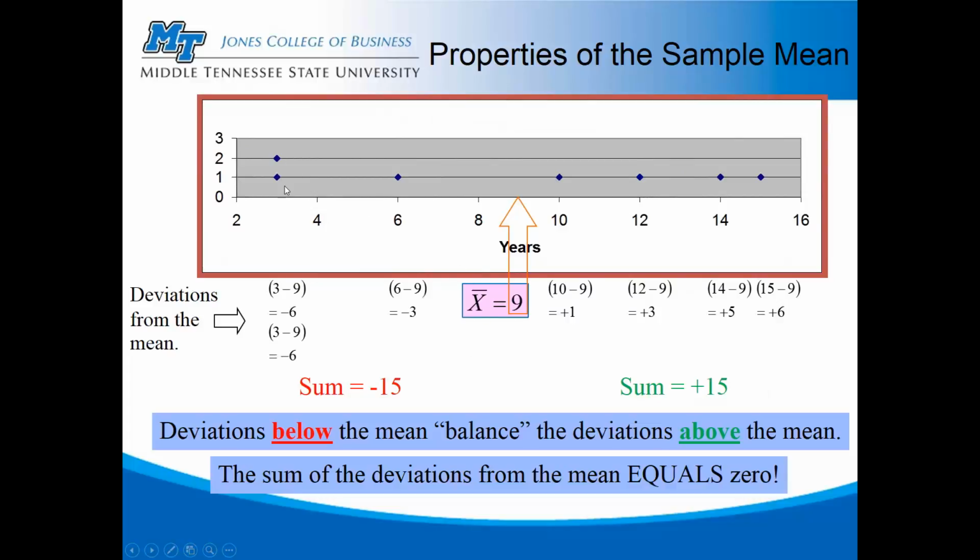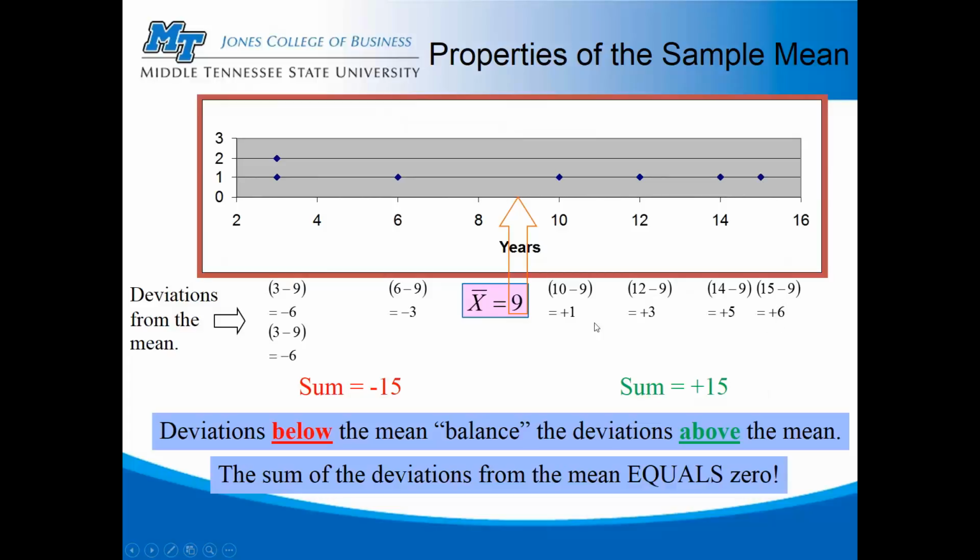When you look at the 2 3s that are in the data set, when you figure the deviation from the mean, 3 minus the 9 is a negative 6. But there are 2 of these, so you get 2 negative 6 values for deviations. The 6 is only 3 units below the 9, so you get negative 3 for the deviation. There are 4 values in the data set that are above the mean. The 10 gives you a positive deviation of 1. The 12 gives you a positive deviation of 3. The 14 is 5 above the mean. And the 15 is 6 above the mean.